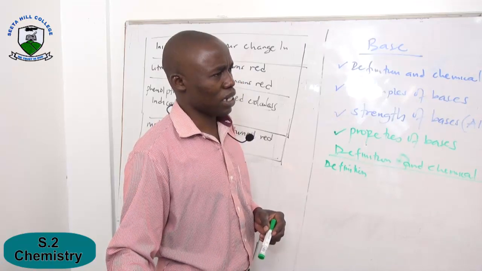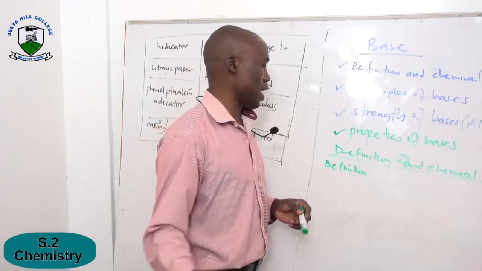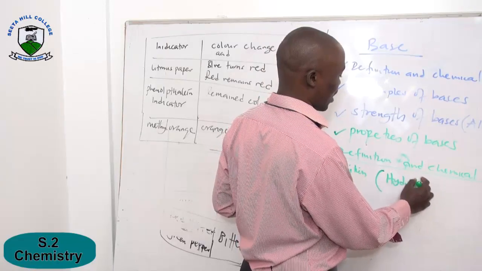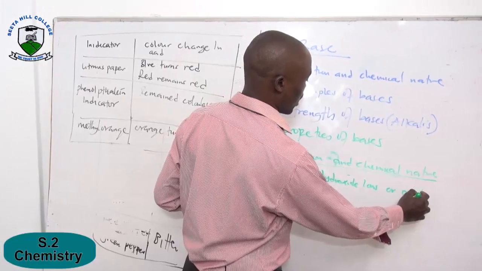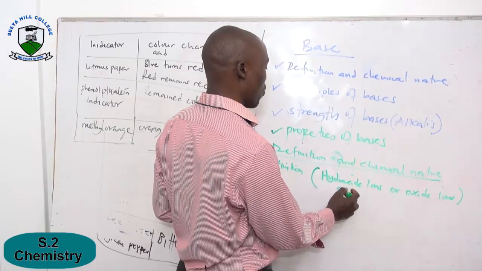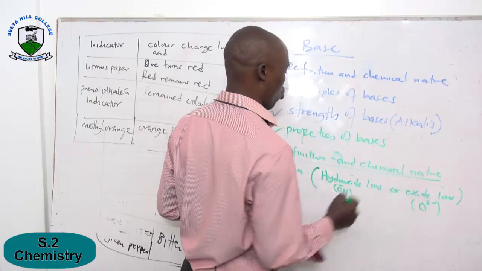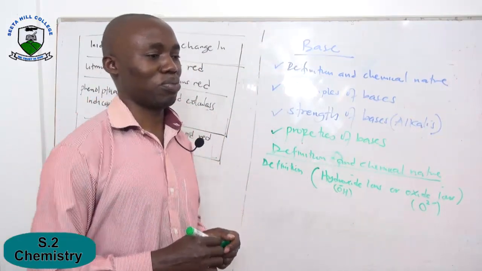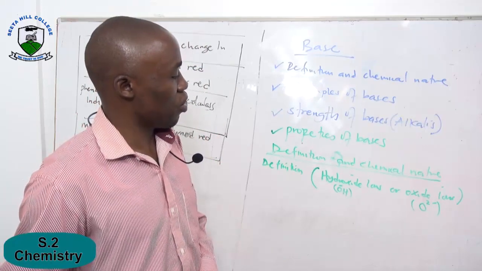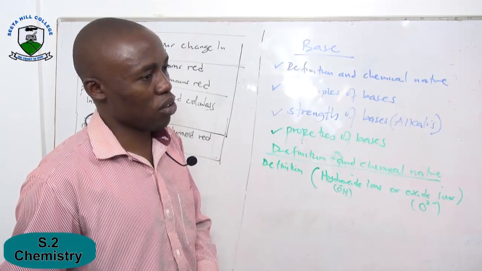Now listen. What is it that makes the base the way it tests? An acid has hydrogen ions, while a base has what we call hydroxide ions or oxide ions. Hydroxide is OH with a minus sign on it, then oxide is O with a minus sign of 2. Hydroxide ions or oxide ions make up a base, and they are responsible for the bitter taste.